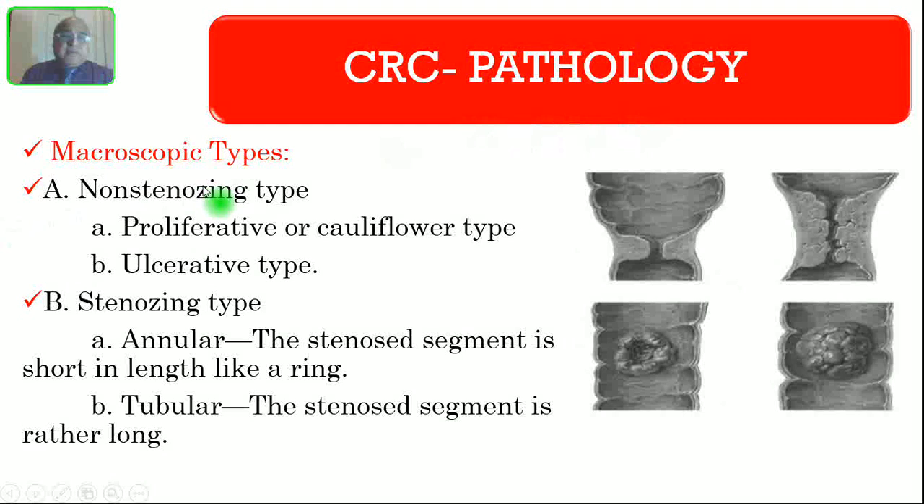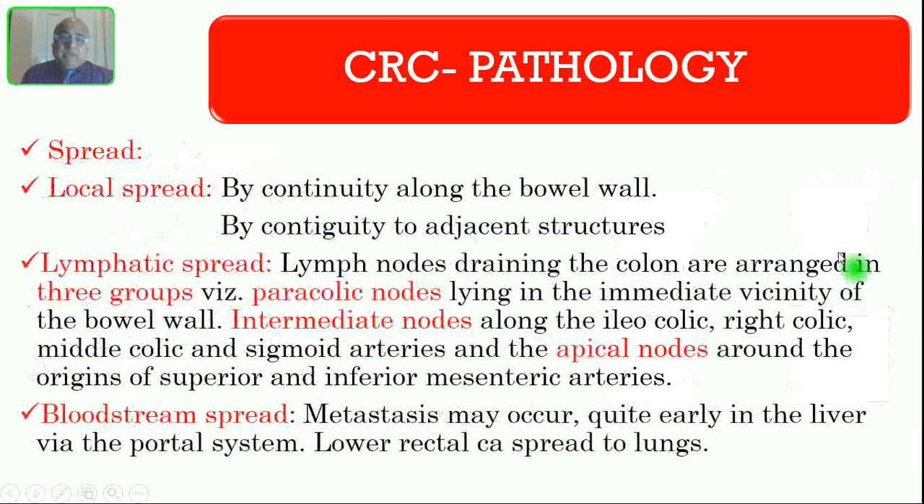Coming to the gross pathology, broadly you can divide it into two types. Non-stenosing type that comprises the cauliflower growth or the ulcerative growth. Both are non-stenosing type, whereas the first two are stenosing type, that is the annular variety and the tubular variety. In the tubular variety, the stenosed segment is a long one. If you do a barium enema, this tubular variety will produce the characteristic apple core appearance.